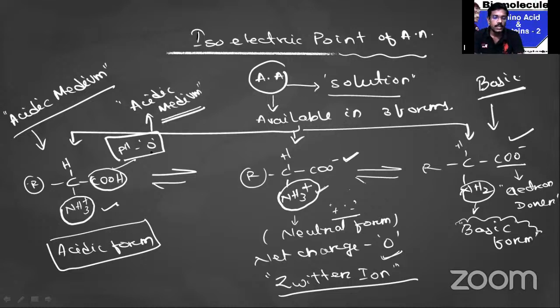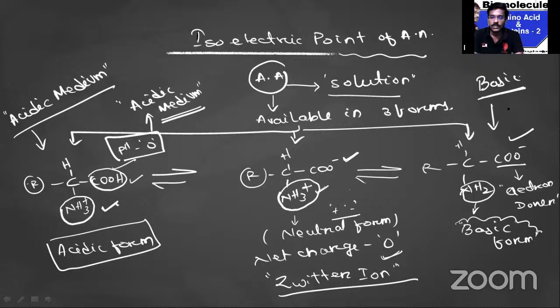Here, in the acidic medium, this is already acidic, and this NH3 plus will also release the hydrogen ion, so that there will be formation of a larger amount of hydrogen ion, which can be donated by this COOH as well as the NH3 plus. So in that acidic medium, the acidic form will dominate. In the basic medium, the basic form will dominate.